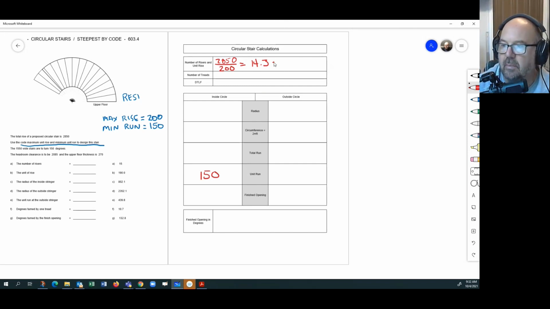This bad boy has to go up. Must go up, because if you were to go down with that, you'd end up with a unit rise higher than 200, which is unacceptable. Very unacceptable.